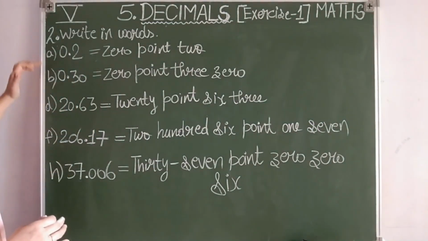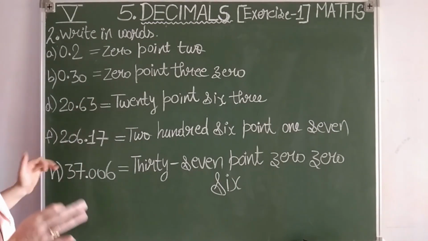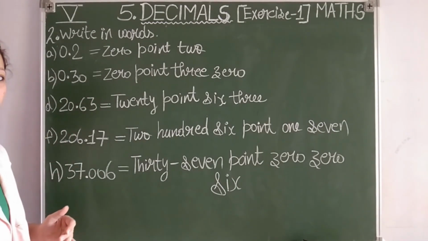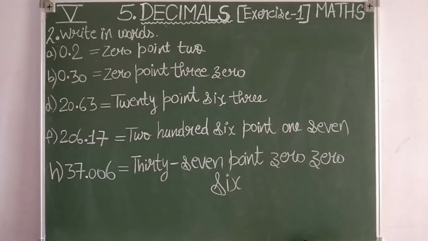And yes, A, B, C point is your homework, D, E point is your homework, and G point is your homework. The alphabet which I have left is your work. You are going to do those questions as homework. Note it down.